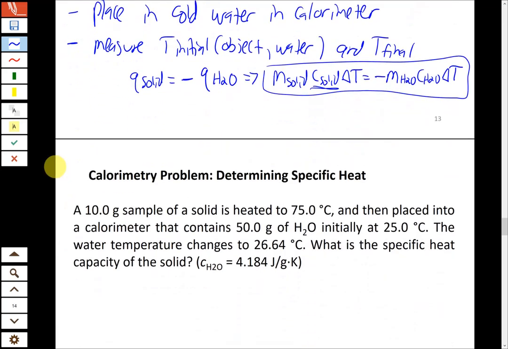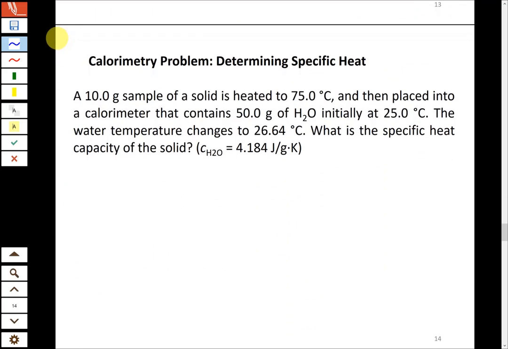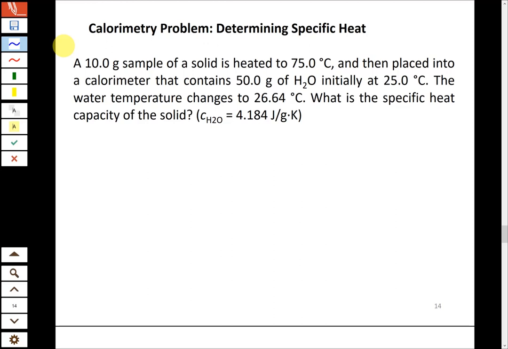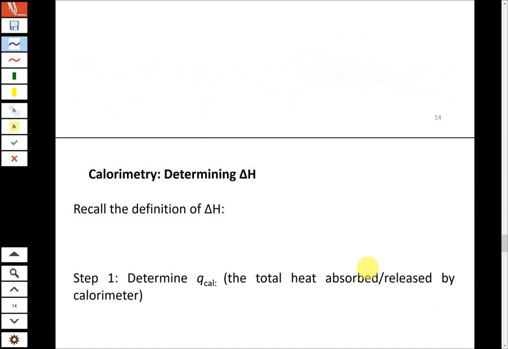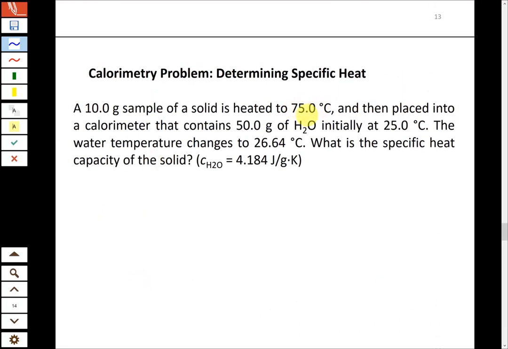All right, so this is going to make more sense when we do example problems. So let's go through one. We have 10 grams of a solid. We heat it to 75 degrees Celsius and then place it into a calorimeter that contains 50 grams of water initially at 25 degrees Celsius. So we have the initial temperature of the solid and the initial temperature of the water. Then heat is going to be transferred between them, and we measure a final temperature of 26.64 degrees Celsius. What is the specific heat capacity of the solid?